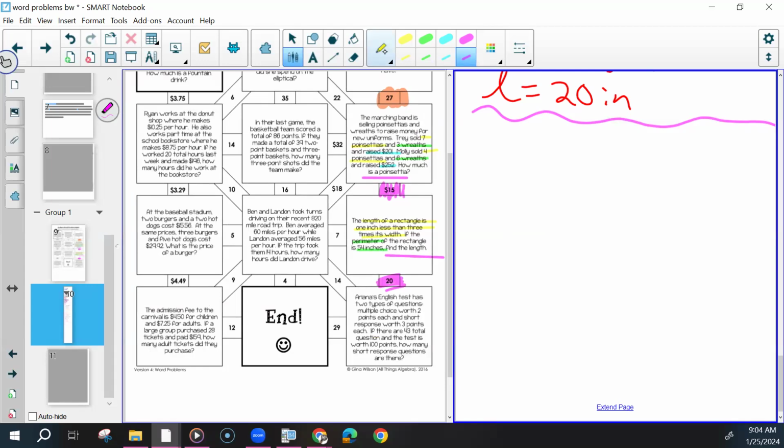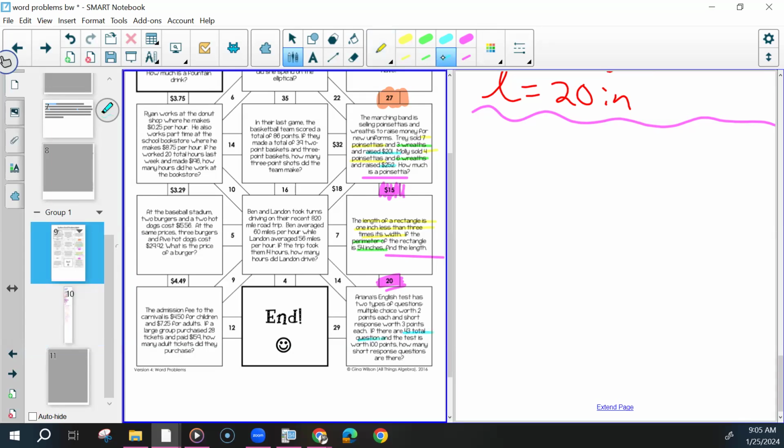Ariana's English test has 2 types of questions, multiple choice for 2 points each and short response for 3 points each. If there are 43 total questions and the test is worth 100 points, how many short response questions are there? What's important there? Forty-three questions total. Choice for 2 points. What else?